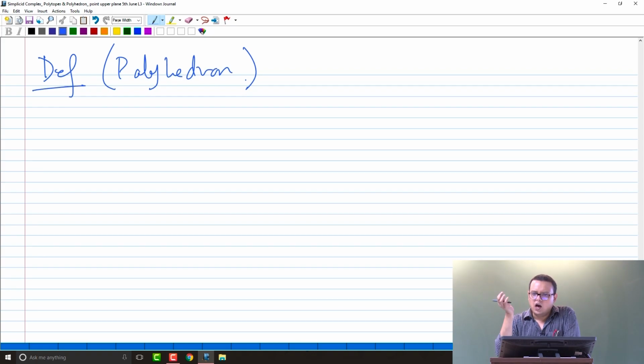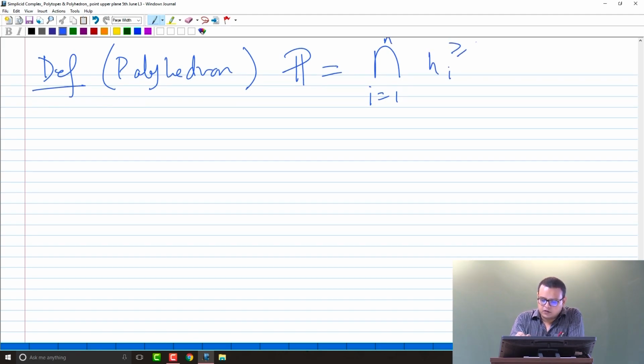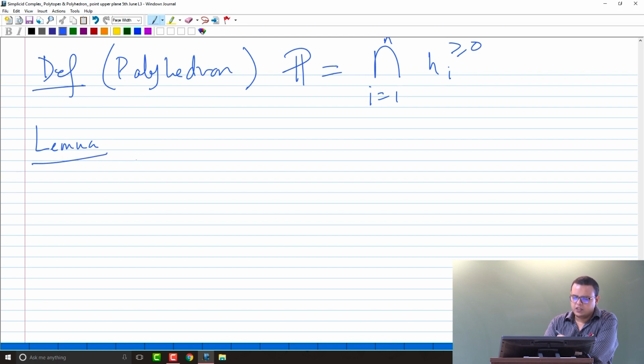How was a polytope defined? A polytope was the convex hull of a finite set of points. A polyhedron is kind of like a dual to it. We define it as an intersection of a finite number of half planes. So basically a polyhedron P will be the intersection over i equal to 1 to n of h i greater than or equal to 0, for some h i's. This is a polyhedron. Something you can again show is that a bounded polyhedron is basically a polytope.